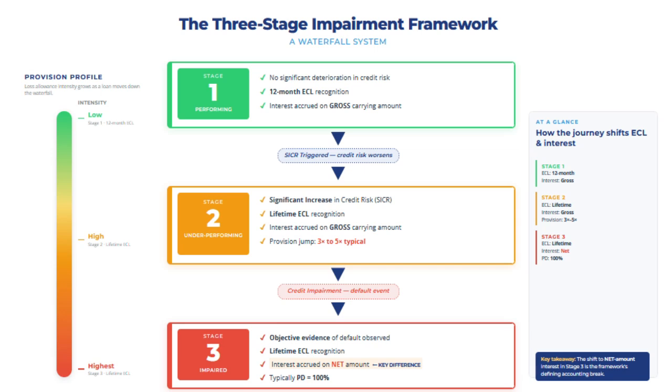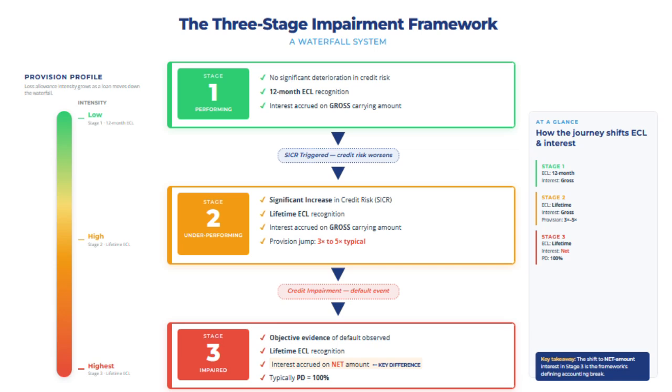Stage 2 becomes the underperforming. So now you have identified a significant increase in credit risk. You shift from 12-month ECL to lifetime ECL. And this is where the provisions jump dramatically, typically 3 to 5 times higher. Interest still accrues on the gross carrying amount, but your loss allowance is much larger. And this is the warning zone.